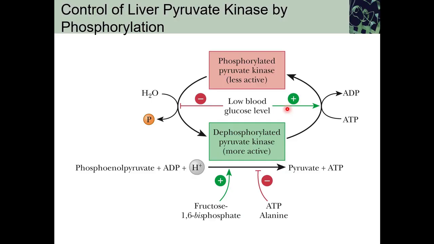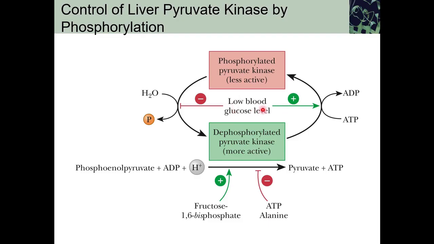All right. So let's look at the control of liver pyruvate kinase by phosphorylation. So we have low blood glucose levels. First and foremost, this is the phosphorylated pyruvate kinase, and it is less active compared to the dephosphorylated pyruvate kinase, which is more active. Okay, now let us see what happens. When you have low blood glucose level, what happens? Or let's look first at when you have a high blood glucose level.